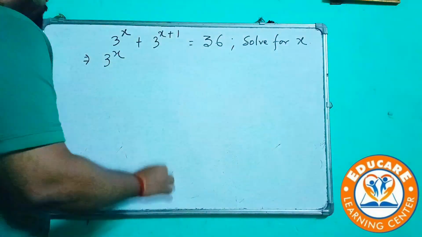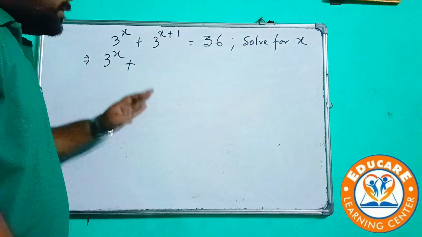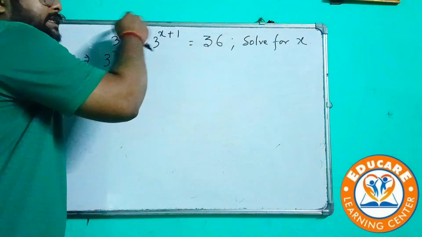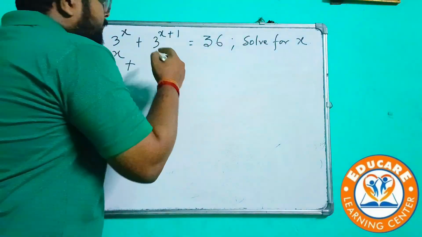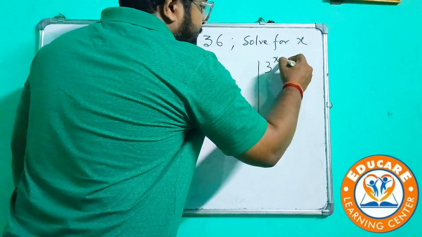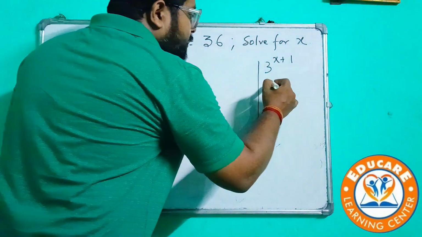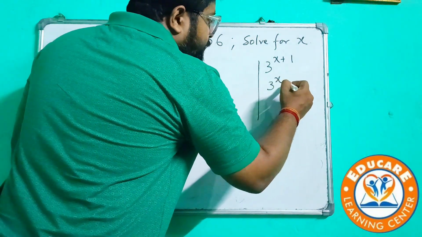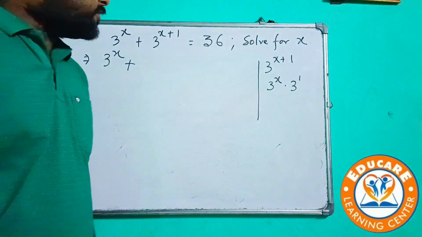Now if you look at this part, that is 3 to the power x plus 1, most of you get confused in this part. Let us solve this and see how we can sort it out. Now see, if we look at 3 to the power x plus 1, in terms of exponents, can we write 3 to the power x into 3 to the power 1? Please pay a bit of attention.